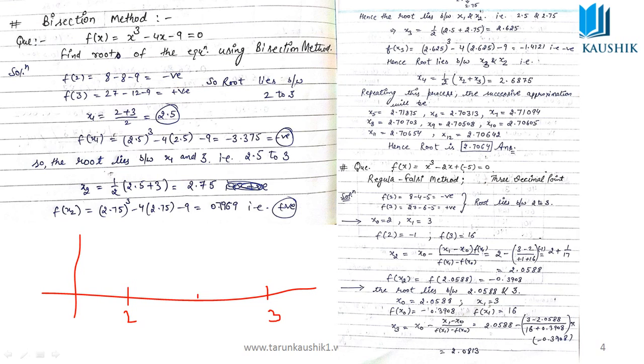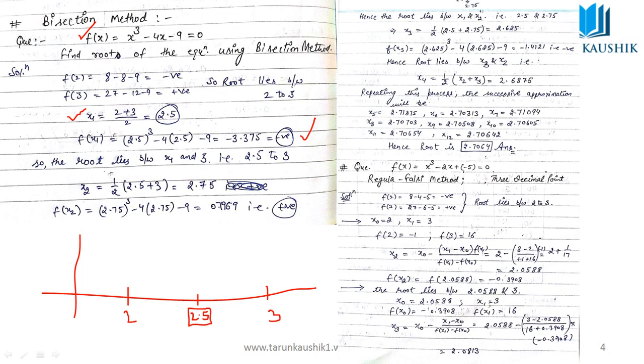So I take the intermediate value of these two. The mid of 2 and 3 is 2.5. How did I calculate it? 2 plus 3 divided by 2. This is the next point, I write it as x1, that is 2.5. Now if I put this value of x, 2.5, in the main function f of x, then I get a negative value.